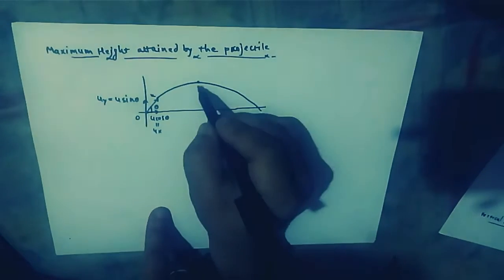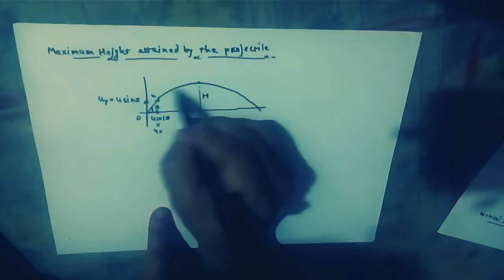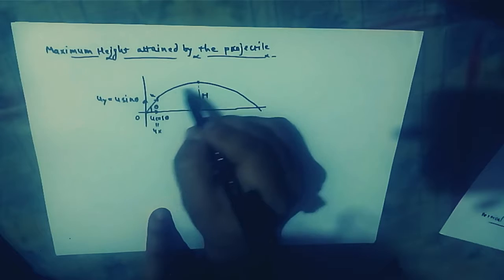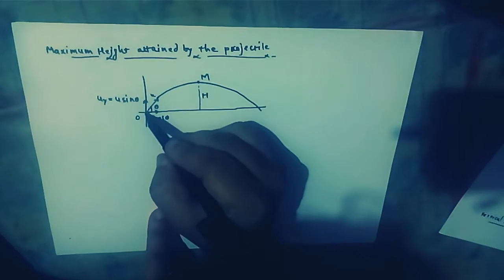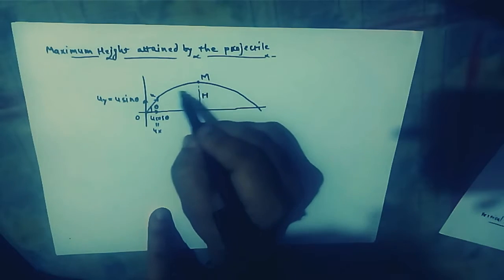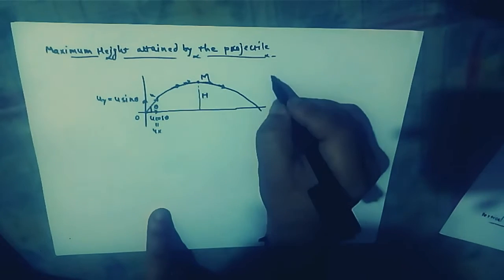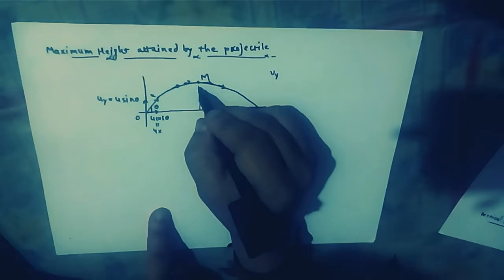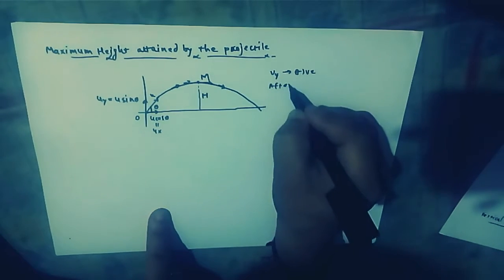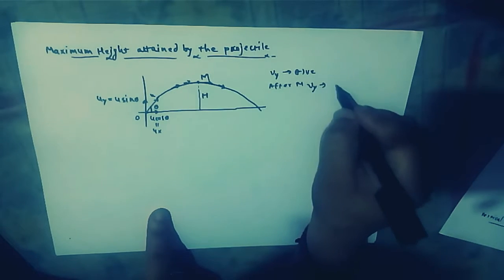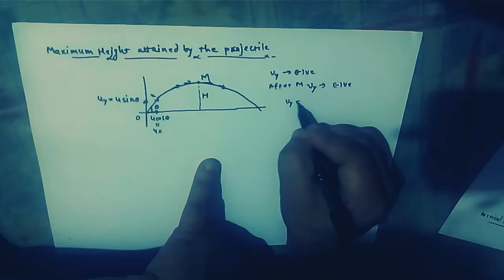So after reaching some point here, there is a maximum height that it can attain. Suppose this is the point M, for maximum height. Before coming to point M, it was going up, and after that it is going down. So the velocity component along the y-axis before point M was positive, and after M it was negative, because now it is going down. It means that at point M the velocity component should be 0.